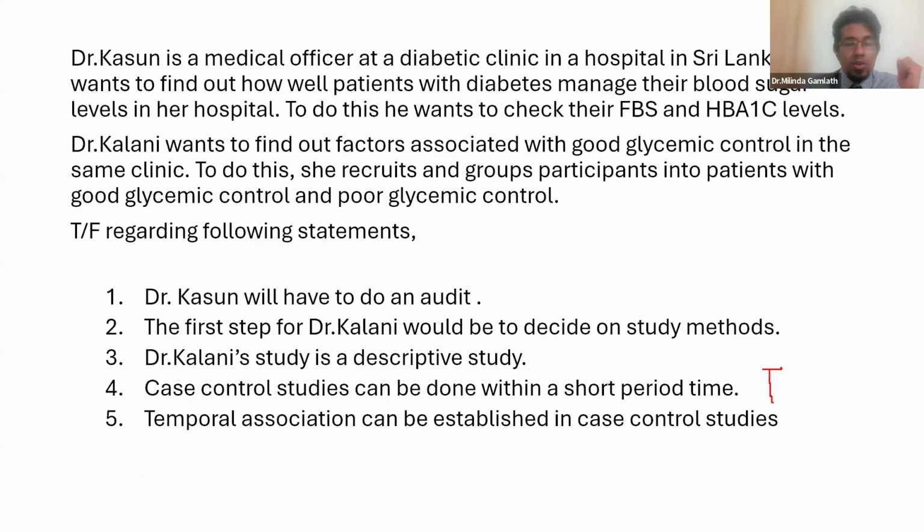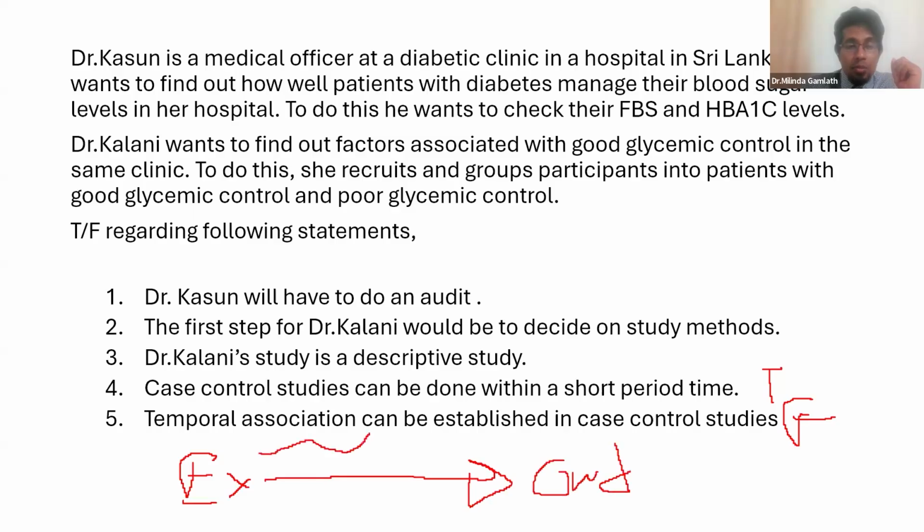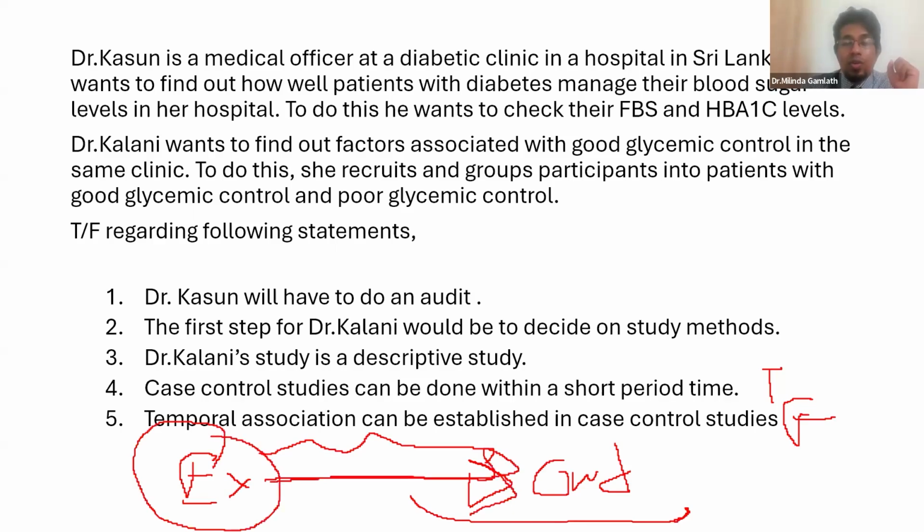And then temporal association can be established in case control studies. True or false? False. You cannot. For temporal association, you need to start off with the exposure without the outcome, and then after some time only you get the outcome. That is the temporal association, and you can only establish this in prospective cohort studies, where you go from a status of exposed and then you come to a status of outcome. Then you can establish there is a temporal association between the exposure and the outcome.